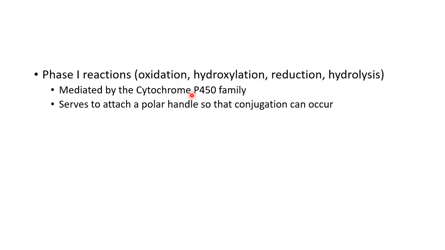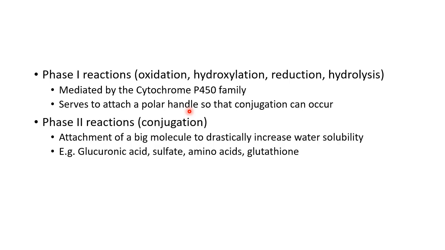What is the goal of phase 1? The goal of phase 1 would be to attach a polar handle. It adds a moiety into the drug, and that moiety is very polar. And that moiety, aside from being polar, is highly reactive. So the goal of phase 1 would be to attach the handle so that that handle will be utilized by the conjugating enzymes, which is already phase 2.